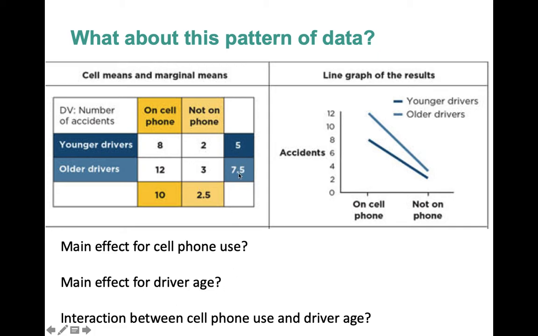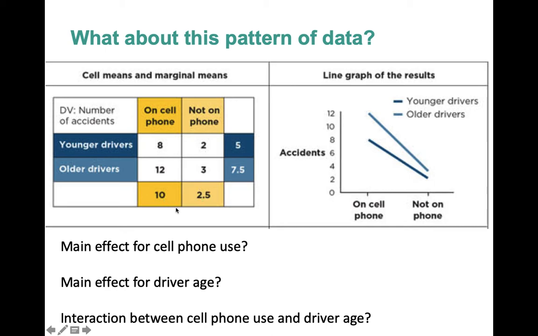So we'll say overall, on average, ignoring for a moment whether people are talking on the cell phone versus not, older drivers get in more accidents than younger drivers. Is there an interaction? We can look at this in a couple different ways. Let's look at it this way. We're going to ask whether the effect of talking on a cell phone is consistent for young drivers and old drivers.